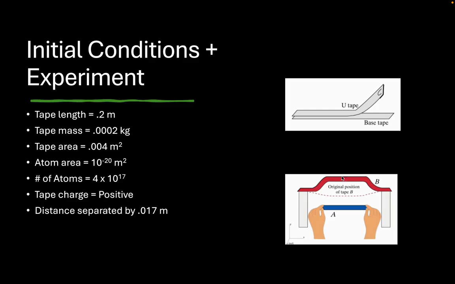So here, one of the tapes is suspended on two supports and another tape is trying to push it up. And as we can see here, tape B, which is the system, is levitating. And we know that the system's in equilibrium because it's not moving. So this implies that the electric force pushing up must be exactly equal in magnitude to the gravitational force pulling it down. And the distance it was repelled was this, 0.017 meters. All the rest of these initial conditions don't really matter.